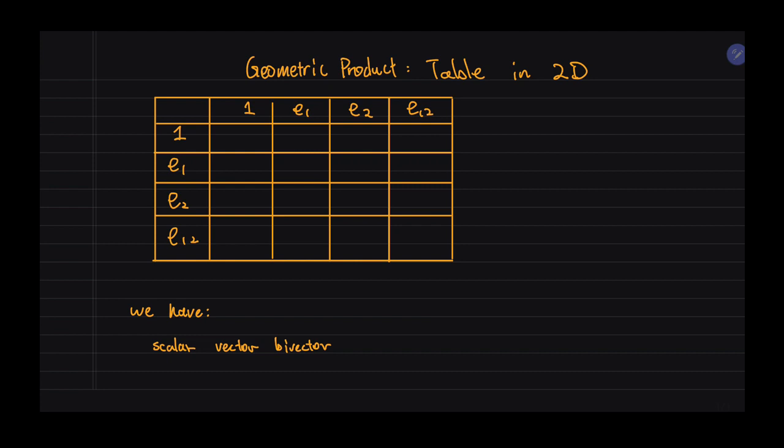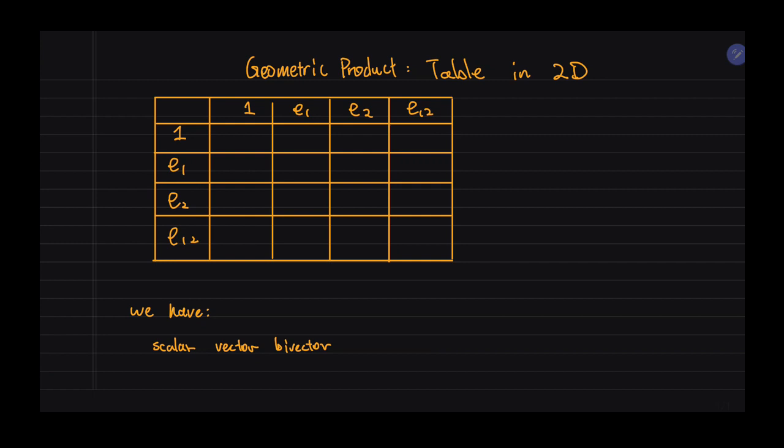So in 2D, we have a scalar. In geometric algebra 2D, we have a scalar, we have a vector, we also have a bivector, and we want to express all linear combinations of vectors and bivectors in an orthonormal basis. So if we can derive the geometric product table for the orthonormal basis, it will make our calculation later on much easier by just following the table.